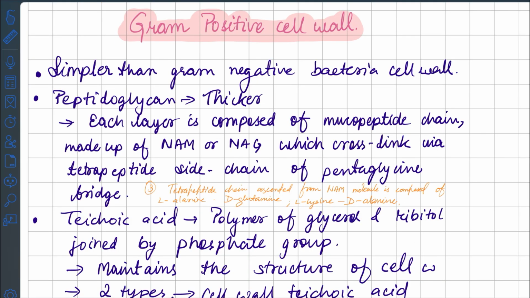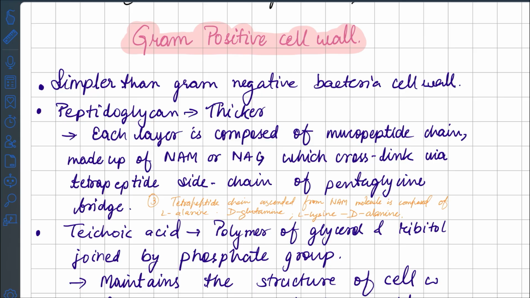Now let's see the gram positive and gram negative bacterial cell walls one by one. Starting with gram positive, they are actually simpler than the gram negative bacterial cell wall. In terms of complexity, gram negative bacteria are found to be more complex than gram positive bacteria. Now we'll see what the cell wall is made up of.